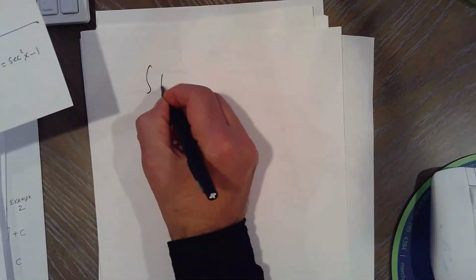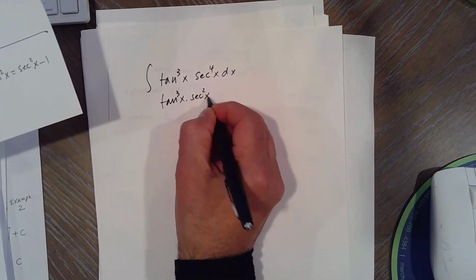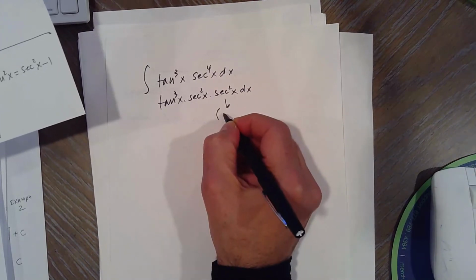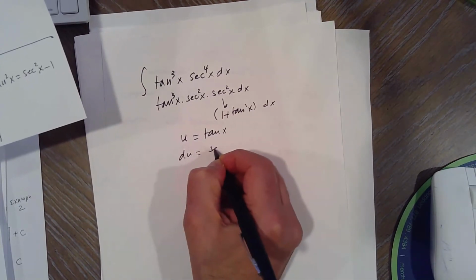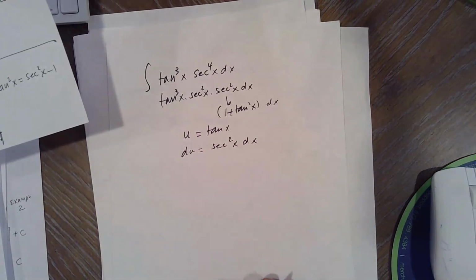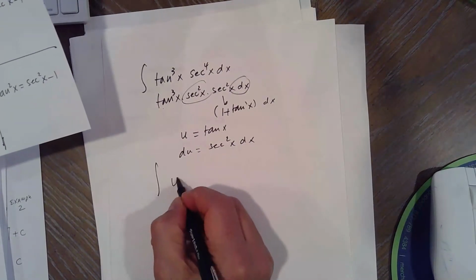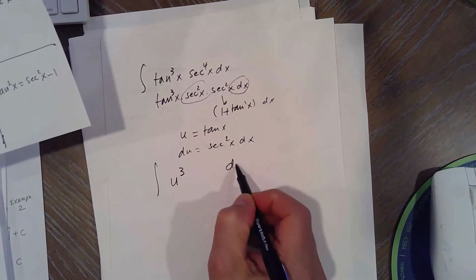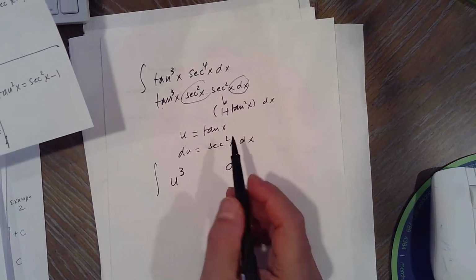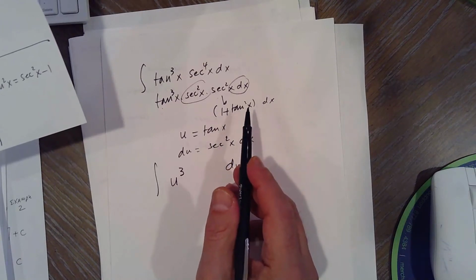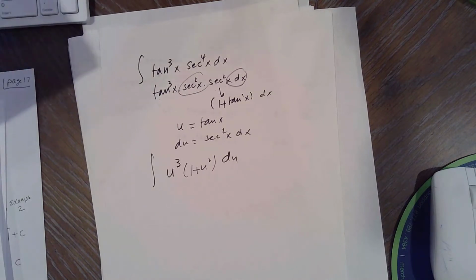For example, if you're doing the integral of tangent cubed x secant 4 x dx, you write tangent cubed x secant squared x and secant squared x dx. And then you write this secant squared as 1 plus tangent squared. And then you let u equal tangent x, so du is secant squared x dx. So we have secant squared x dx, and that's du, and tangent cubed is u cubed, and secant squared is 1 plus tangent squared, so it's 1 plus u squared du. Okay, and you can work it out.